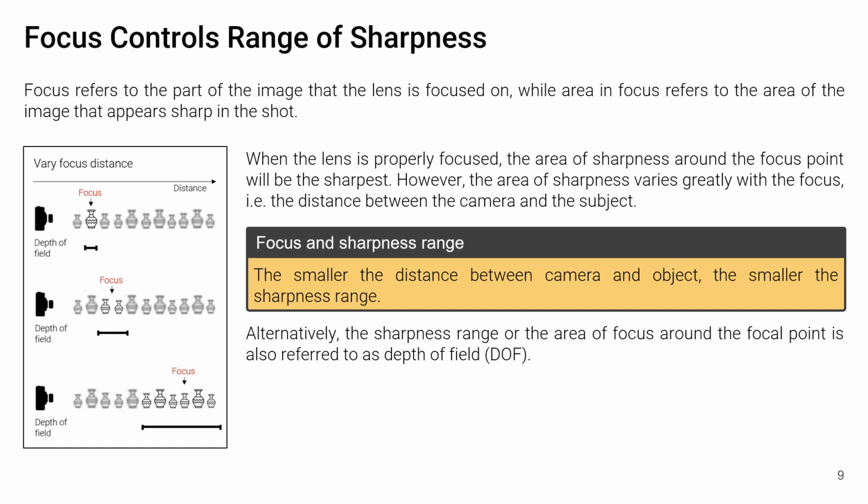These factors include the aperture, focal length, and the distance between the camera and the subject. There are various formulas that can be used to estimate the range of sharpness based on these factors, but in practice, it's advisable to determine it through experimentation and adjusting camera settings. Alternatively, the range of sharpness around the focus point is also referred to as the depth of field.